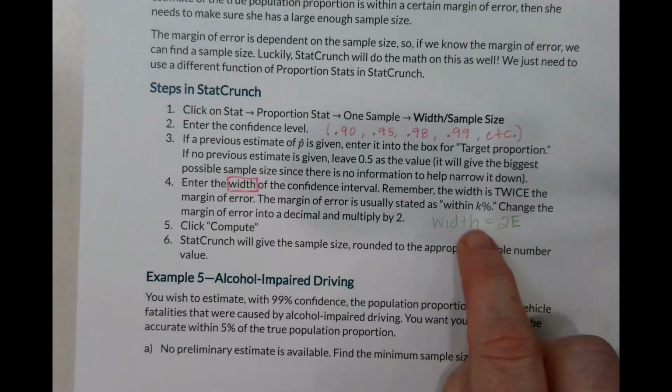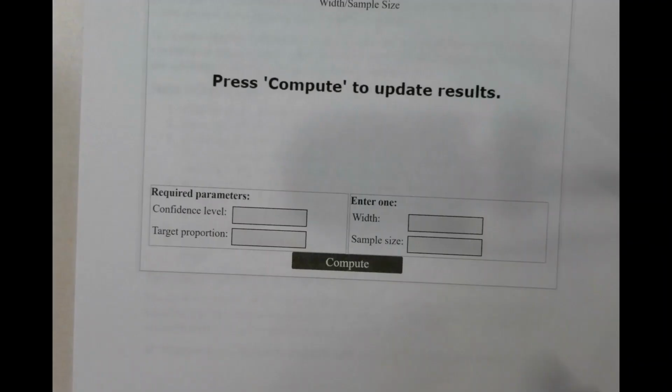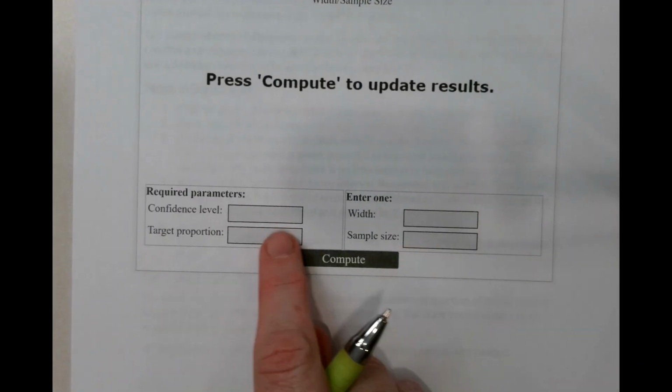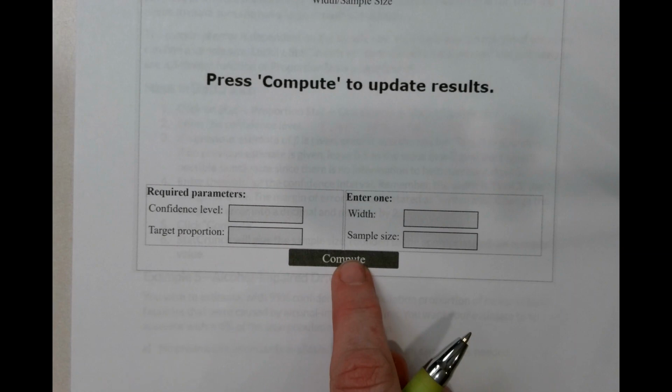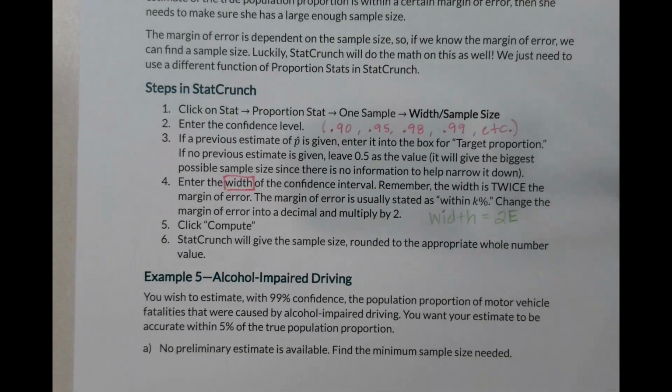So once I have the width in, that's going to leave an empty spot for sample size. That's what we're looking for. So once these three numbers are filled in, you can click compute, and StatCrunch will give you the sample size that you need. It will round it to the appropriate number. You don't have to worry about rounding, which is nice.